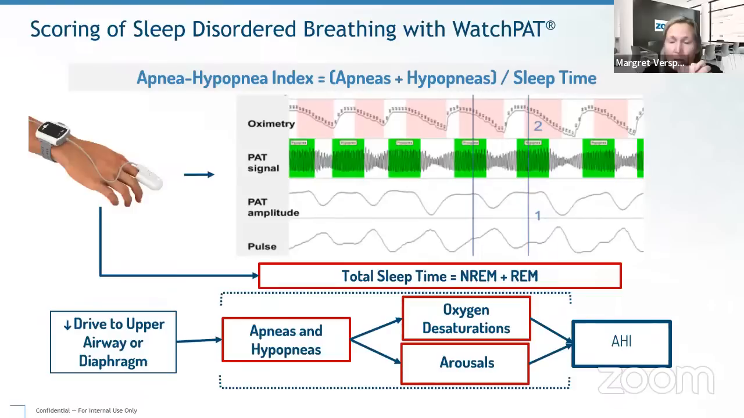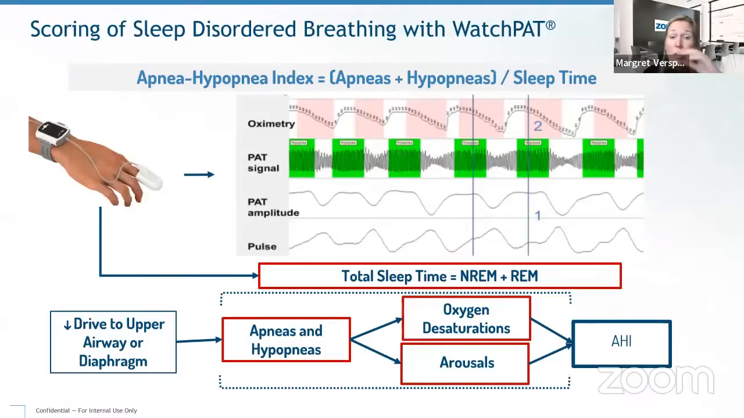We are measuring non-REM and REM based on sympathetic activation. So the amplitude of the PAT signal and also the PAT variability, the heart rate variability and the heart rate frequency. Of course, we also have the oximetry and the actigraphy, so we have different kinds of channels, but based on the heart rate variability, the heart rate frequency, the PAT variability and the PAT amplitude, we measure non-REM versus REM.